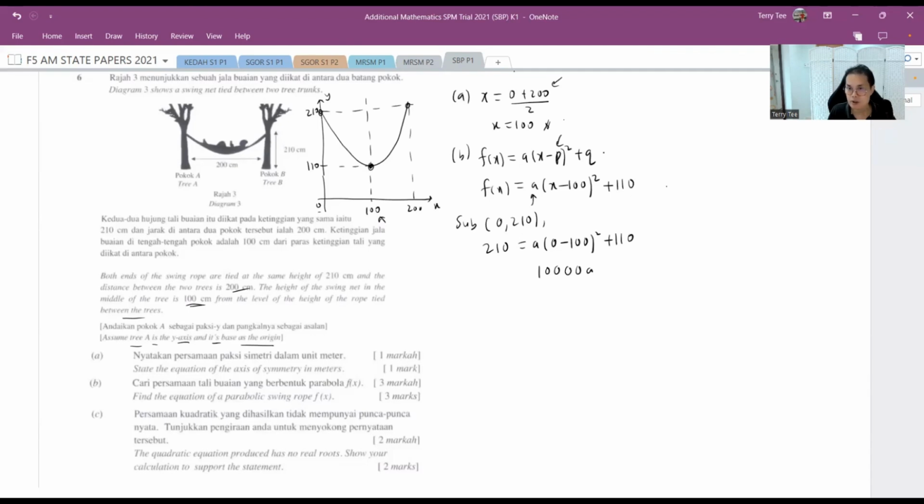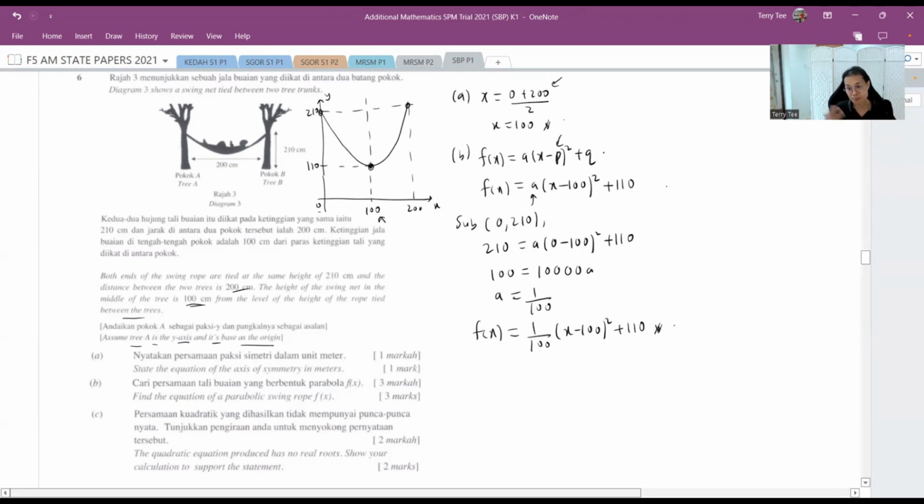Okay, so 100 square is 10,000. Bring the 110 to the left, right? So 210 minus 110 is just 100. So A will be 100 divided by 10,000, answer 1 over 100. So my function f(x) is now 1 over 100 (x minus 100) square plus 110. Okay, that is your answer.